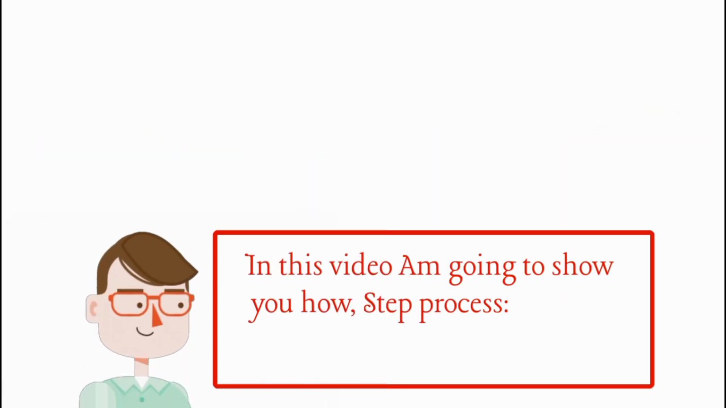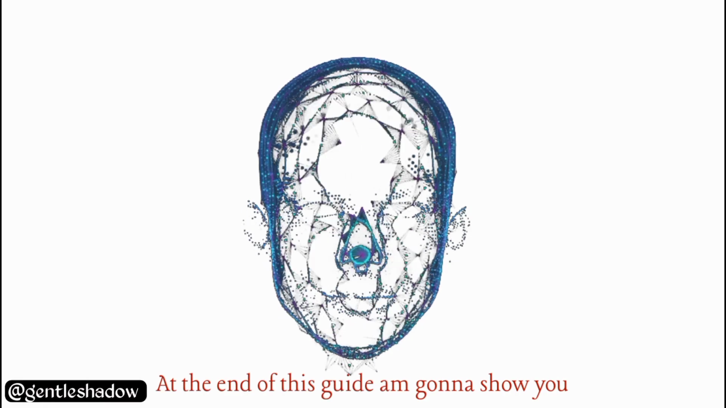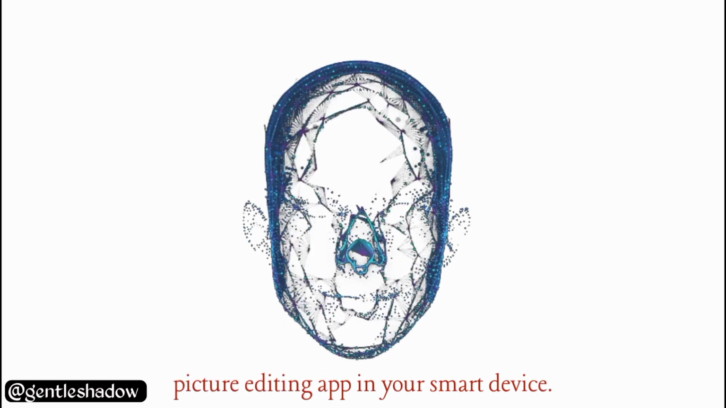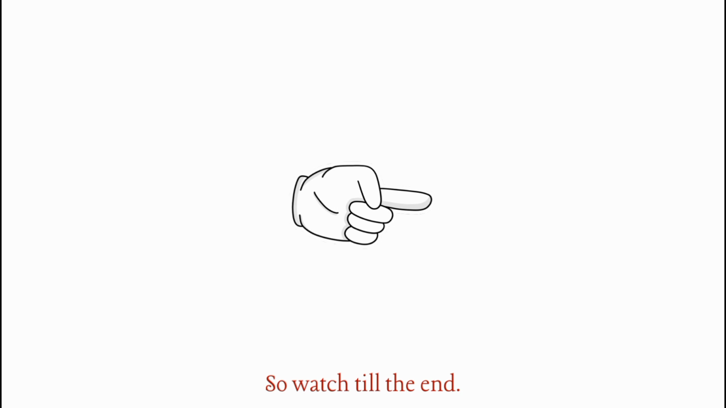In this video, I'm going to show you how using a step process. Process 1, how to find it. The name of the AI tool I use here is remove.bg. At the end of this guide, I'm going to show you how to make the picture easily usable in any editing app on your smart device. So watch till the end.